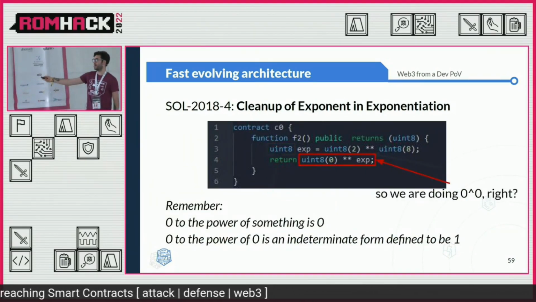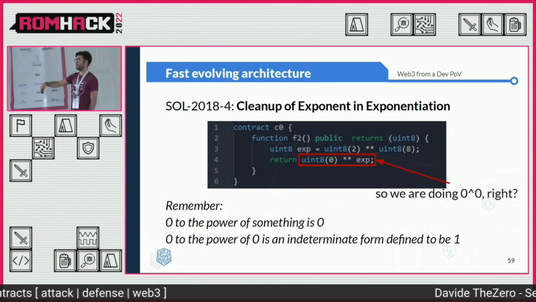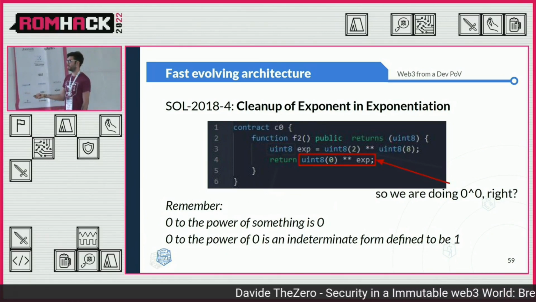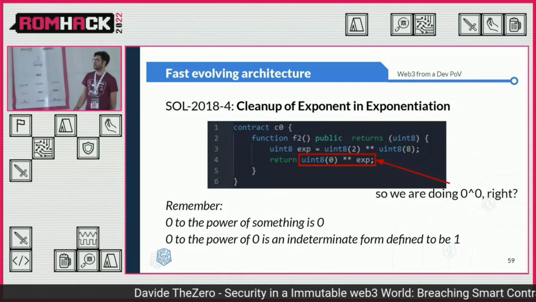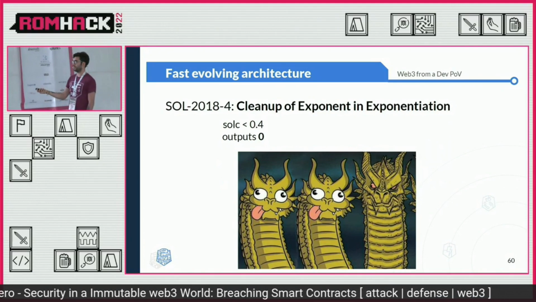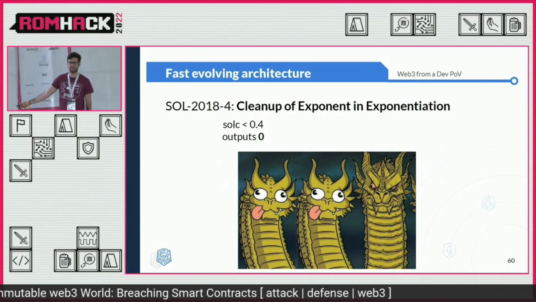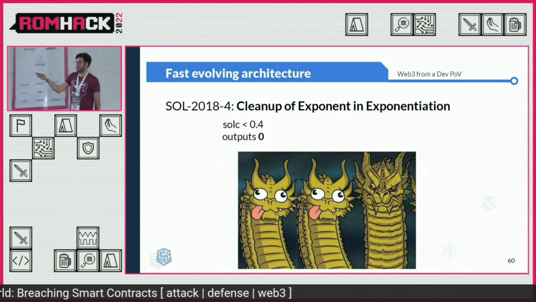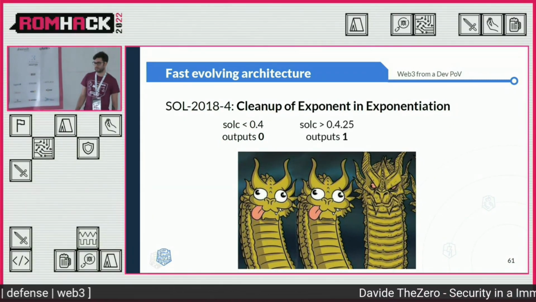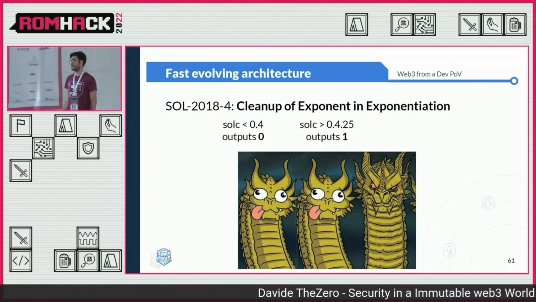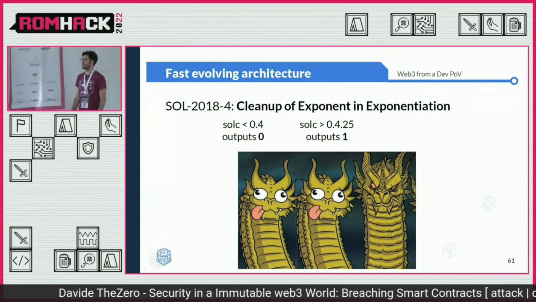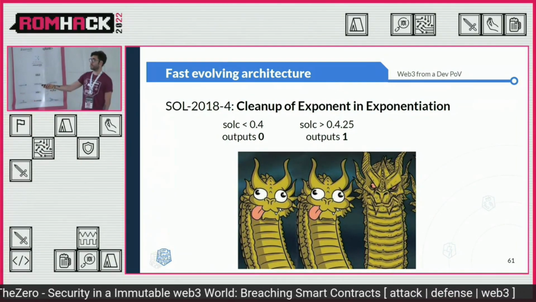Then in the following line, basically, we do 0 to the power of exp. So in theory, we should be doing 0 to the power of 0. And in version 0.4 or less of Solidity, this outputs 0. And that's wrong. And in Solidity 0.4.25, the output is 1. So it's coherent with math, but still not ideal, because we are still overflowing.